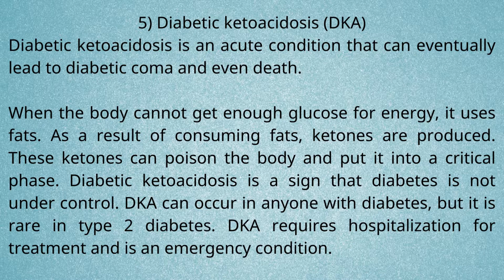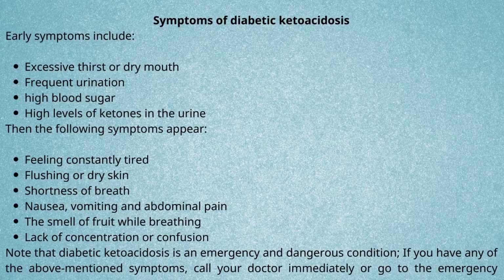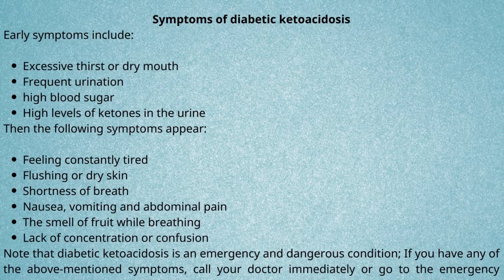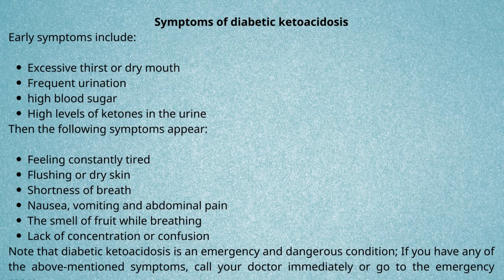Diabetic ketoacidosis is a sign that diabetes is not under control. DKA can occur in anyone with diabetes, but it is rare in type 2 diabetes. DKA requires hospitalization for treatment and is an emergency condition. Symptoms of diabetic ketoacidosis: early symptoms include excessive thirst or dry mouth, frequent urination, high blood sugar, high levels of ketones in the urine. Then the following symptoms appear.